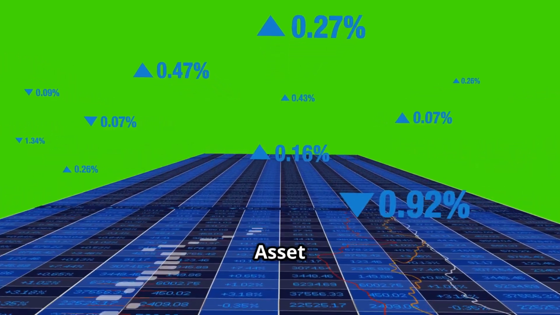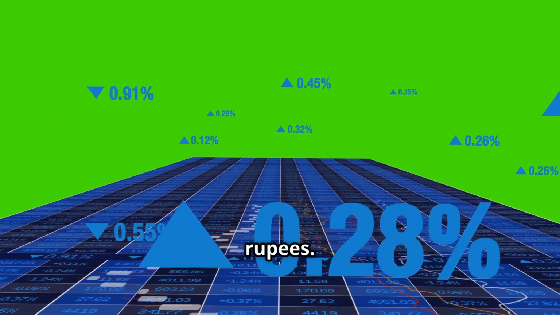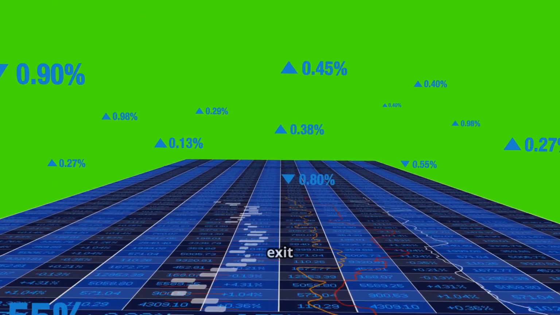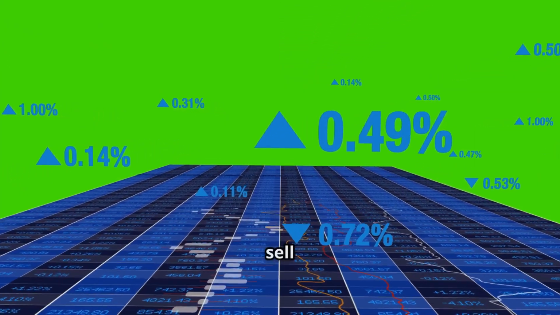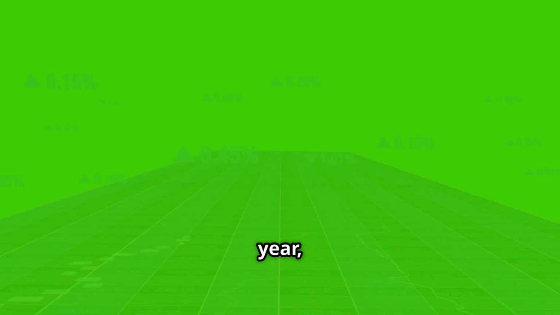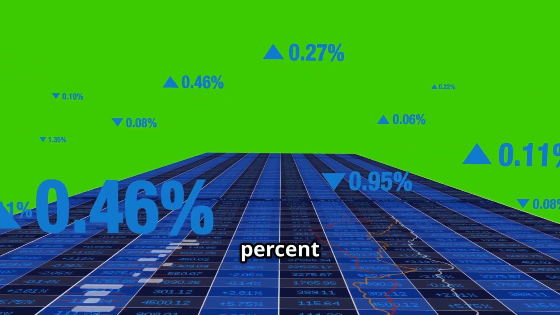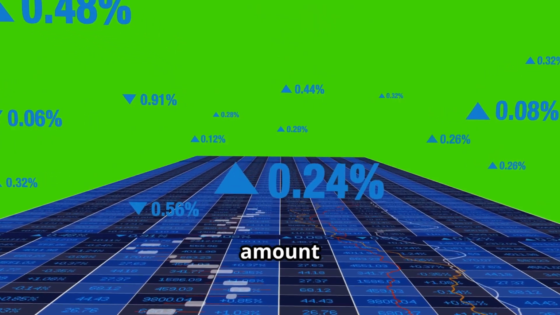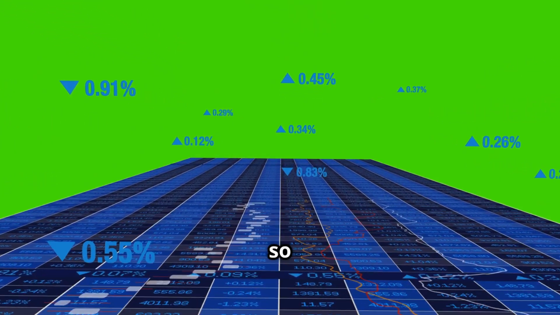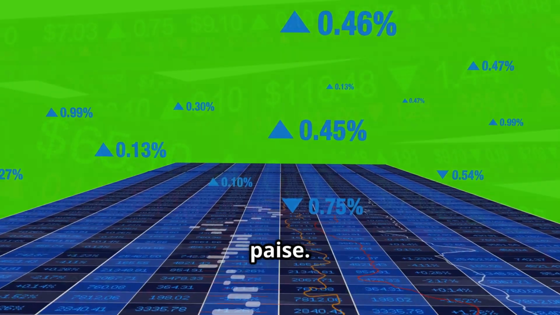Suppose the net asset value, or NAV, of a fund unit is 10 rupees. The fund has a 1% exit load if you redeem within 1 year. If you decide to sell your units within that first year, the exit load will be applied. The calculation is 1% of the 10 rupee NAV, which is 10 paise. This amount is deducted from the NAV, so your redemption value per unit becomes 9 rupees and 90 paise.